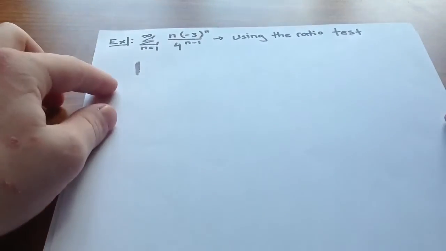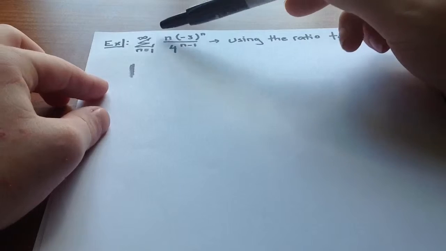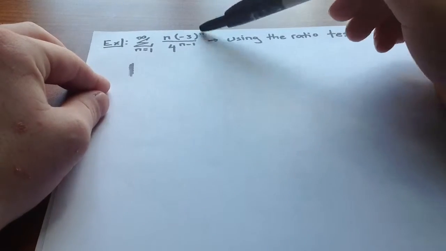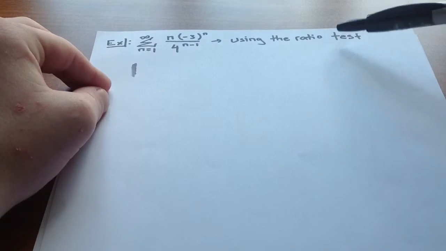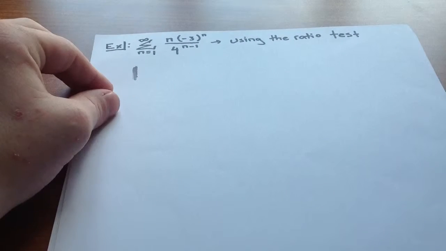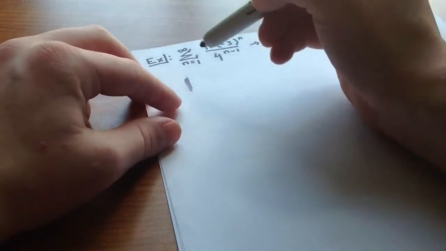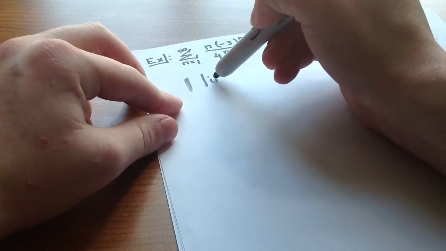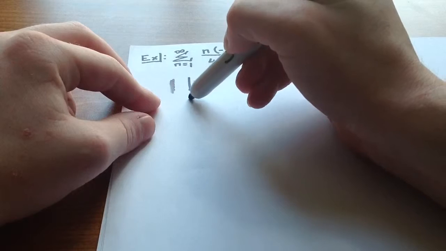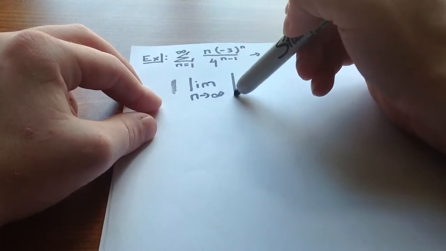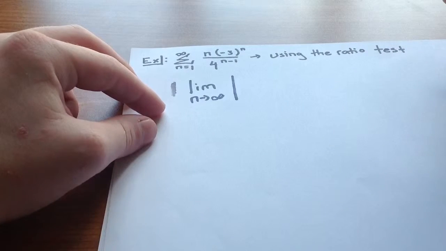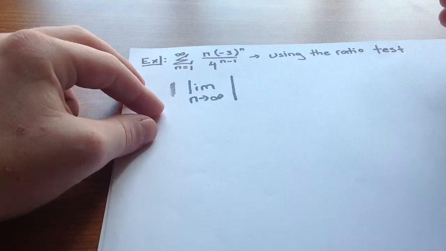For example, if we have this equation here, the series of n times negative 3 to the power n divided by 4 to the power n minus 1, and if we want to use the ratio test on it, the first step would be to take the limit as n approaches infinity, and we will take the absolute value, and we're going to replace all n values with n plus 1 to start off.